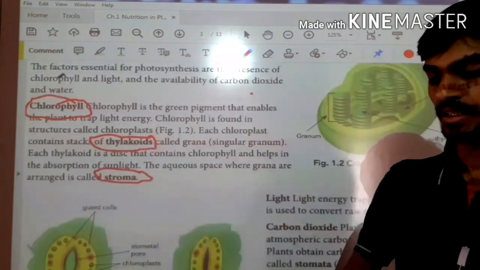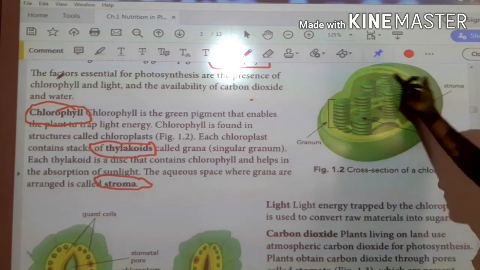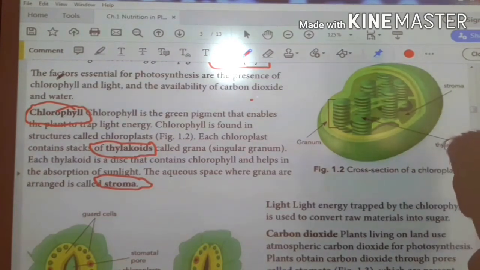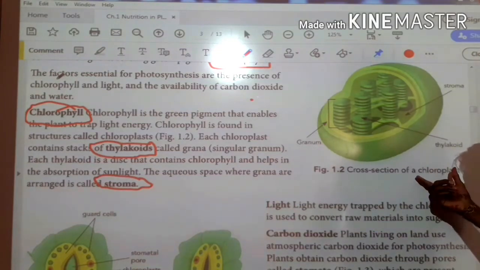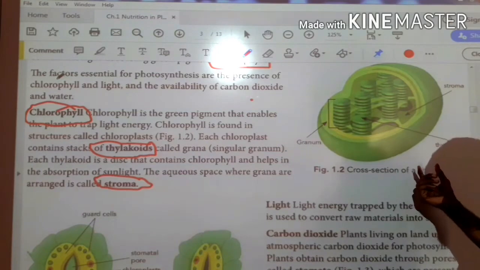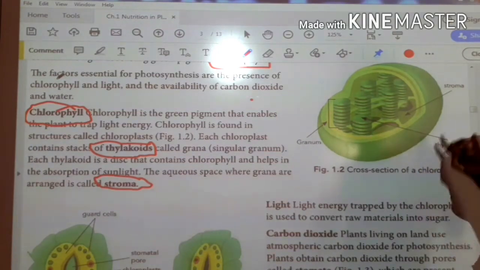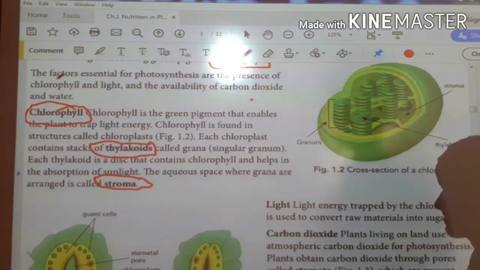We can see here is one structure of chloroplast, right? So let's see this structure first. So this is the chloroplast, cross section of chloroplast. Inside this chloroplast, which is present in the green leaves, right? And in this chloroplast, chlorophyll is present, right?